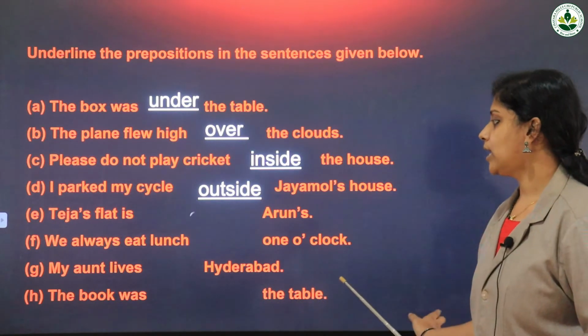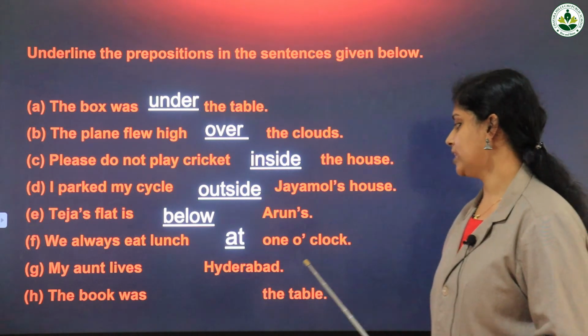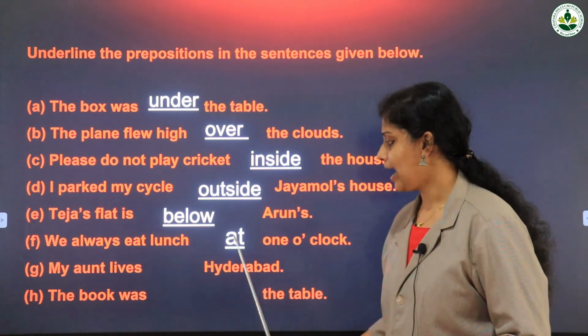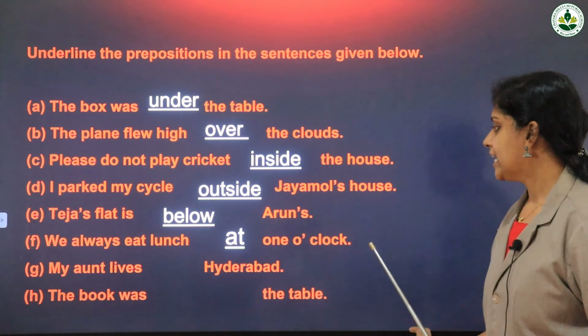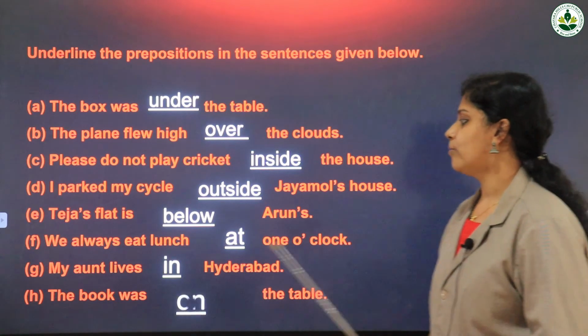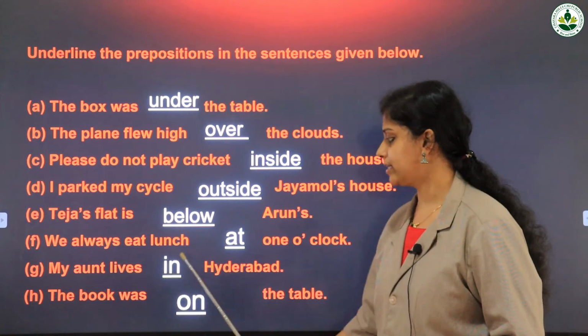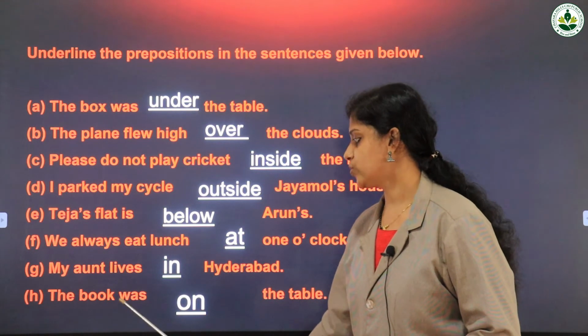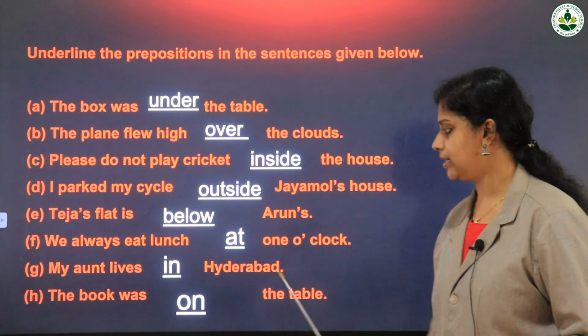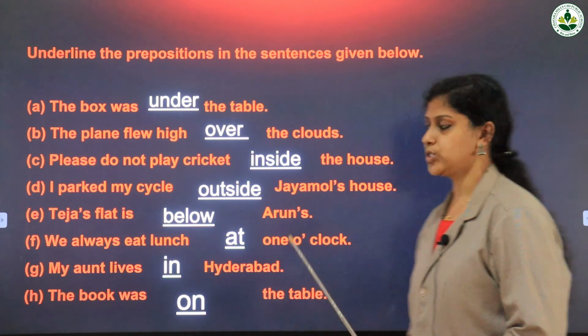Next one: We always eat lunch at 1 o'clock. Here, at is the preposition. Next one: My aunt lives in Hyderabad. Here, in is the preposition. Next one: The book was on the table. Here, on is the preposition. Okay.